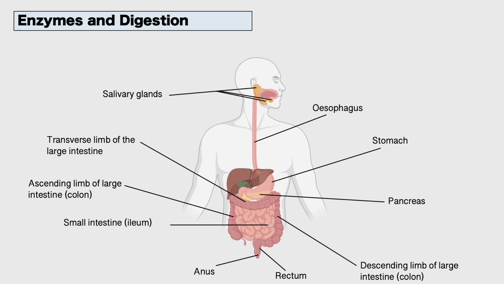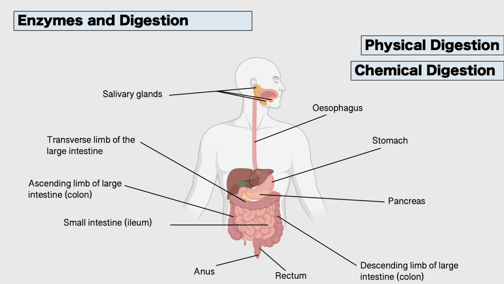In humans and many other organisms, digestion takes place in two stages. First, it's physically broken down, and then it's chemically digested. The physical breakdown of the food provides a larger surface area for enzyme action during chemical digestion. The chemical digestion of carbohydrates, proteins, and lipids each happen slightly differently.